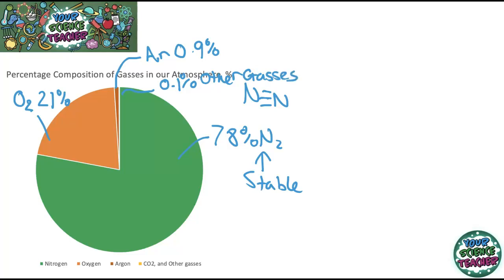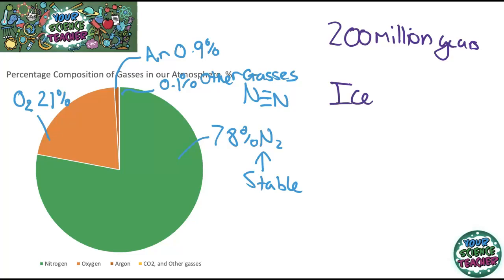Now, our atmosphere has been relatively stable like this for the last 200 million years. You might ask, how do we know that we've had these stable conditions for the last 200 million years? Well, we look at ice cores. These are samples taken from glaciers, and we analyze the air bubbles inside the glaciers, and they prove that our atmosphere has been like this for the past 200 million years.